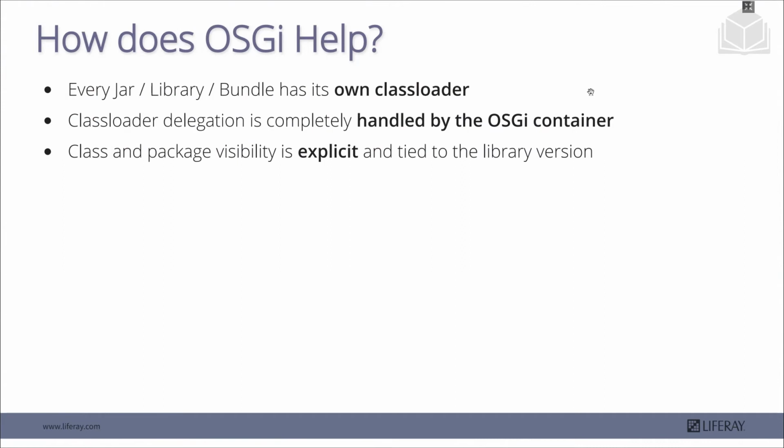As we do class loading in OSGi, the class and the package visibility is explicit, and we are specifying the specific versions that we need. So there's no ambiguity.